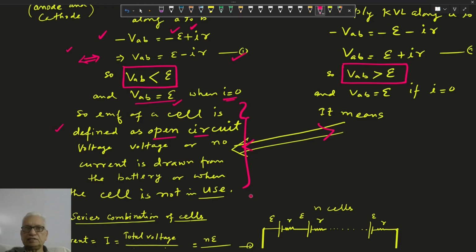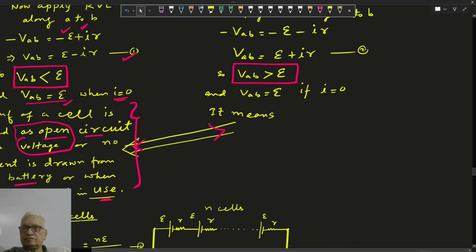So defining the EMF of a cell is the open circuit voltage, or there is no current drawn from the battery when the cell is not in use. So EMF is the maximum voltage and there is no current flowing. If current is flowing, then this will also decrease.